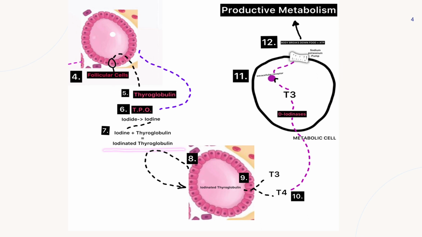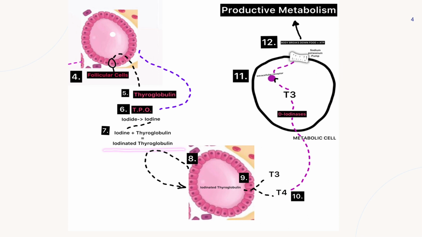Thyroglobulin is a protein that is used in thyroid hormone synthesis. At stage 6, PKA is going to travel to phosphorylate TPO. TPO's main job is to remove electrons from incoming iodide to create iodine. TPO then combines the iodine and the thyroglobulin to create iodinated thyroglobulin, which is what we see happening here at stage 7. Encased within the iodinated thyroglobulin are the thyroid hormones, which are T3 and T4.